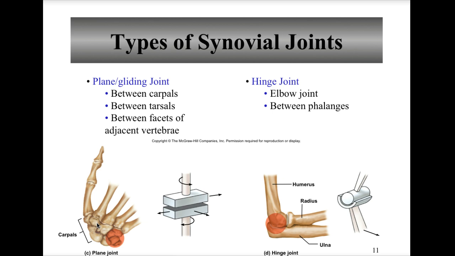The next type, or the 4th type of synovial joint, is a hinge joint. Hinge joints will permit flexion and extension only. Now we'll look at joint movement types in a little bit, but hinge joints permit flexion. Flexion is decreasing the angle between the two bones, and extension is going to increase the angle between two bones. An example of a hinge joint would be the elbow and the knee joint.